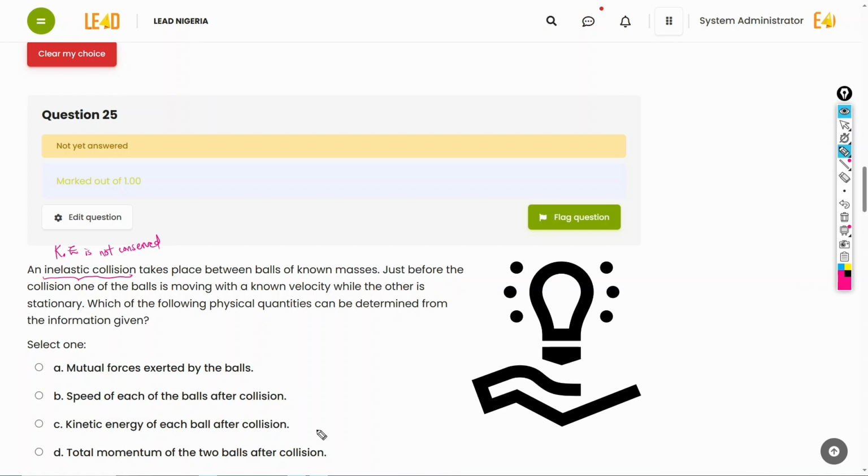Right, so we can't find, so let me just take off this one. So we have the known velocity initially, and we also know the velocity of the other one. Good, so we can find the total momentum of the two balls after collision. Why? Because total momentum after collision will be the same as initial momentum, right? And we know the masses and we know the velocities of both of them. So just get the initial momentum and you have the total momentum after collision, right? If you find the initial, you have the final. So it's D.